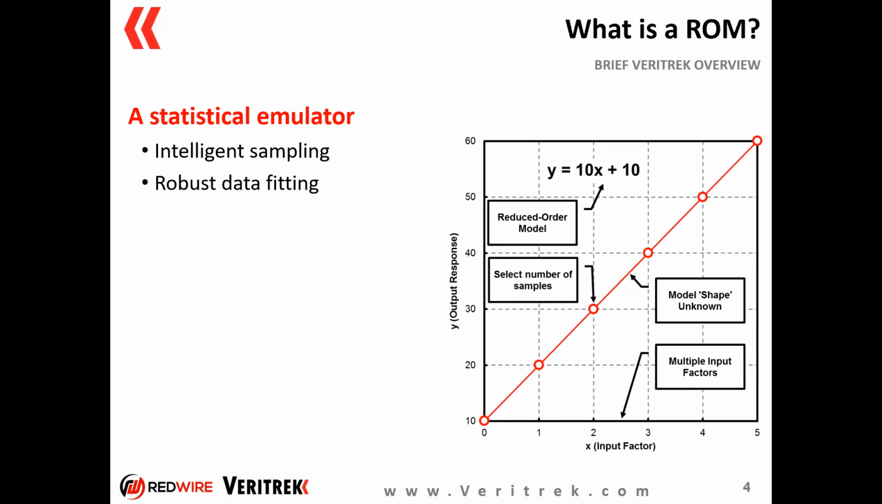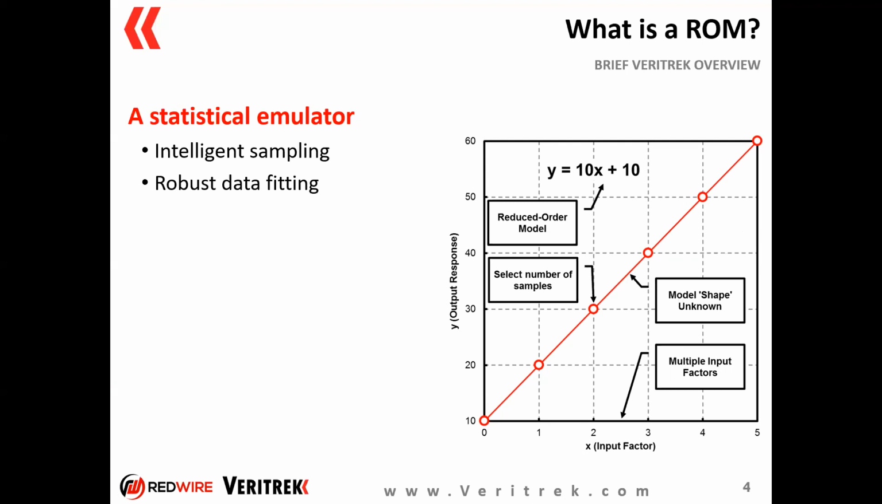We're sampling the input design space and generating this training data, and then doing a robust data fit. Although with Veritrek, we're expanding this quite a bit, as you can imagine. So we're not just dealing with one input factor, but multiple input factors. We'll see some examples later where we have ROMs built on 15 input factors.